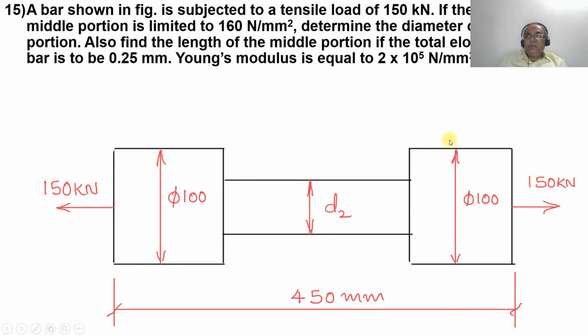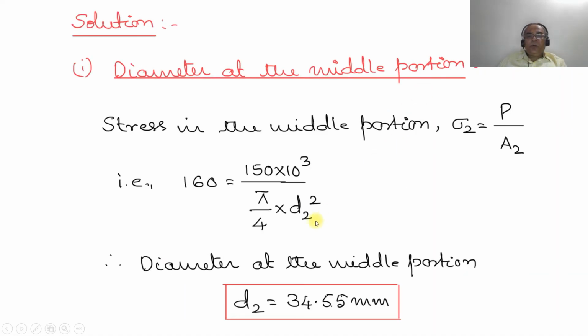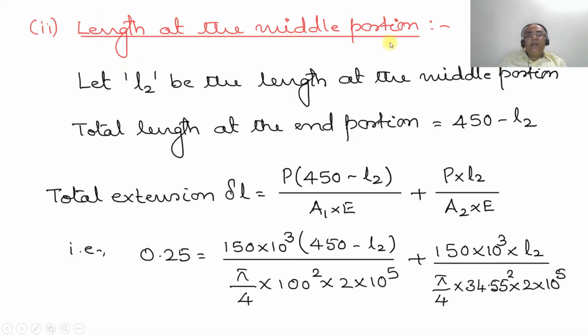Since he says very clearly the diameter of the middle portion, obviously it should be a circle, so the area of cross-section is pi by 4 into d2 square. So the stress 160 equals 150 into 10 to the power of 3 divided by pi by 4 into d2 square. Therefore, the diameter of the middle portion, d2, on simplification, you get as 34.55 mm.